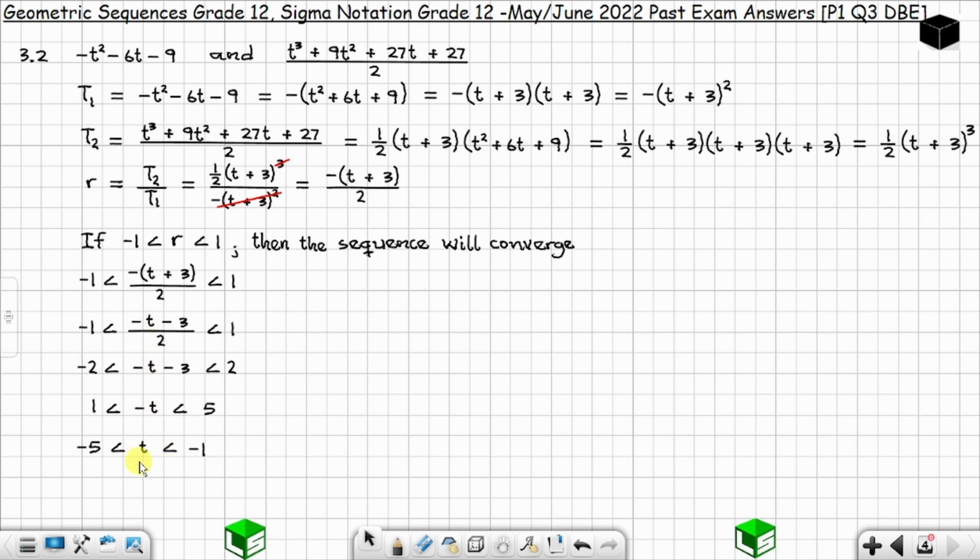Okay, and you have solved for t. So when t is in between negative 5 and negative 1, the sequence will converge. Okay, you have solved for this question.